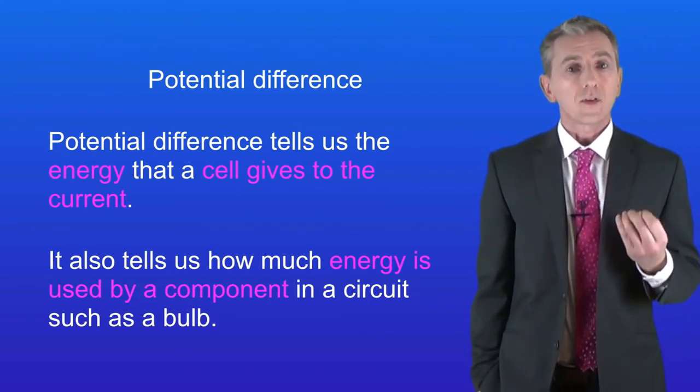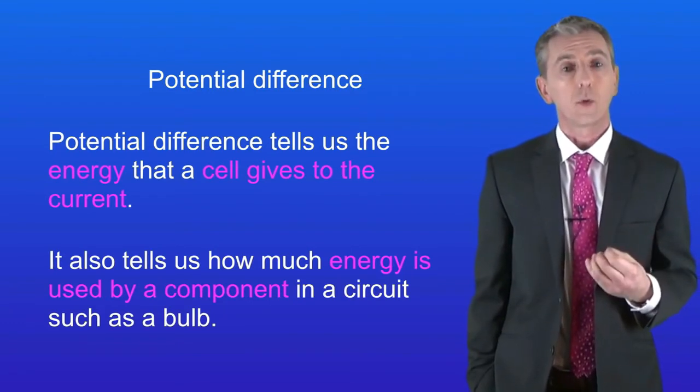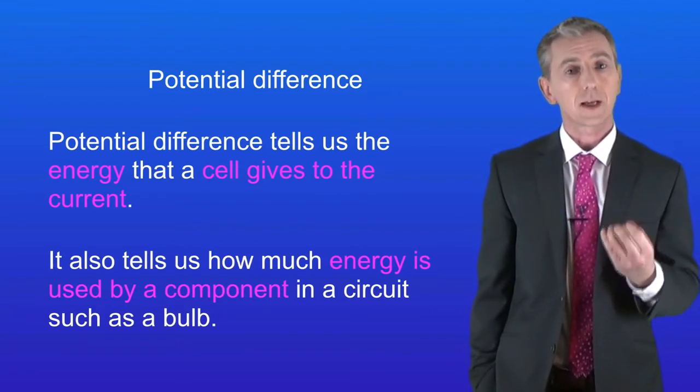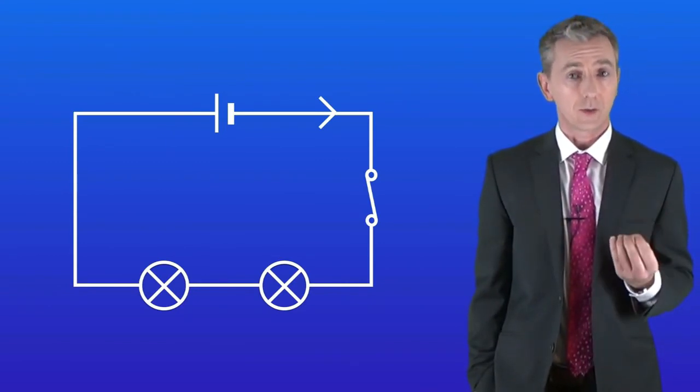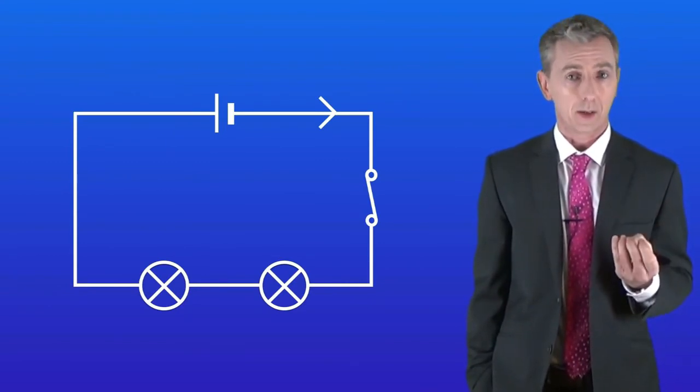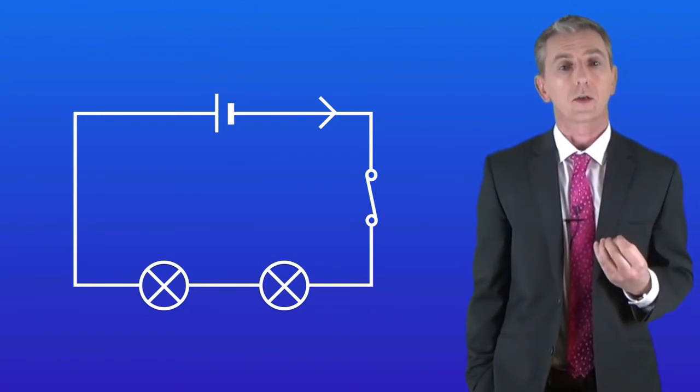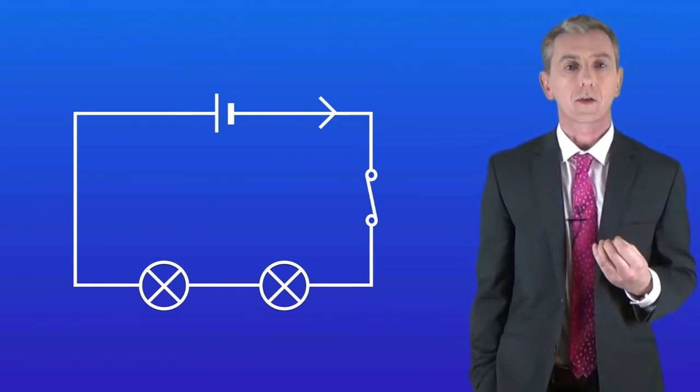such as a bulb. I'm going to set up another series circuit just like before, but in this one, I'll be putting two identical bulbs in like this. Now, the first thing that I notice is that both bulbs are now dimmer than when I had one bulb in the circuit. So how can we explain that?